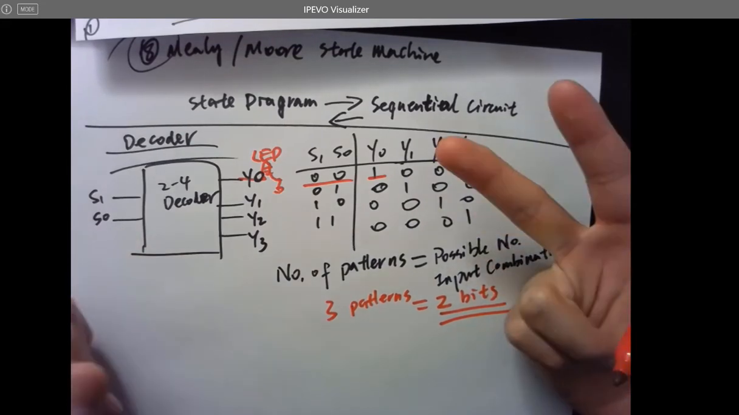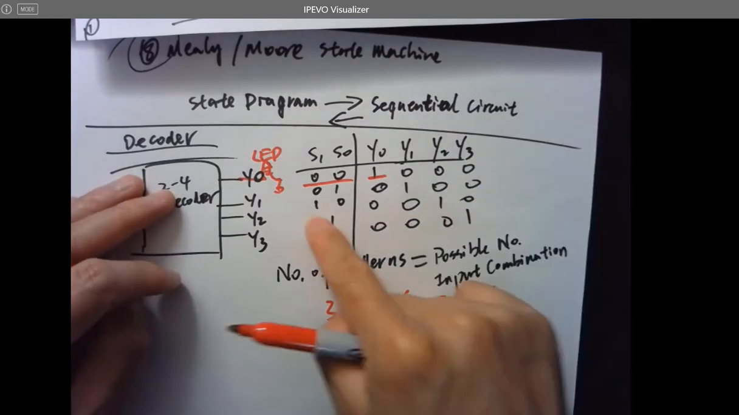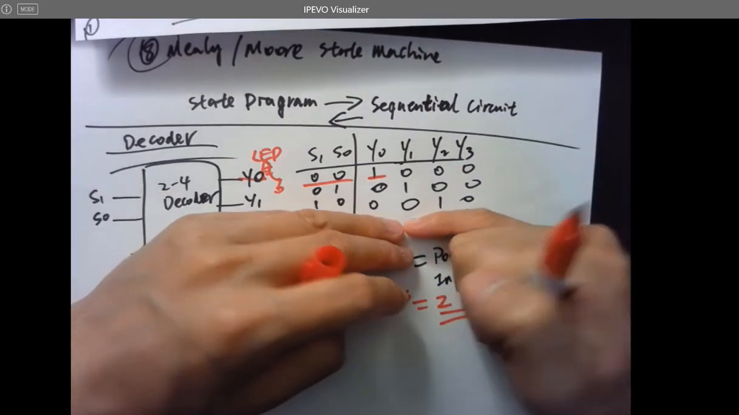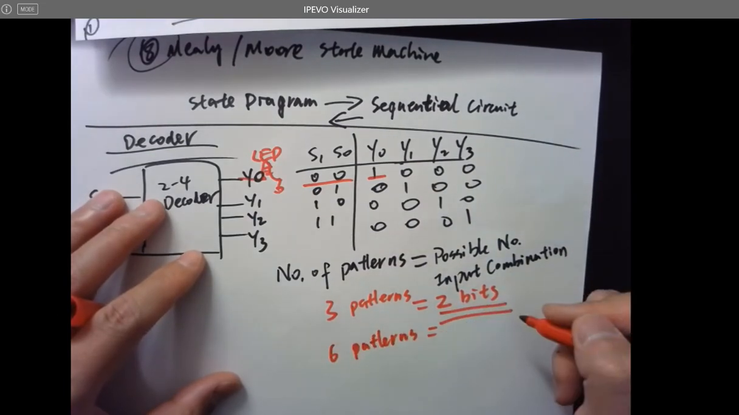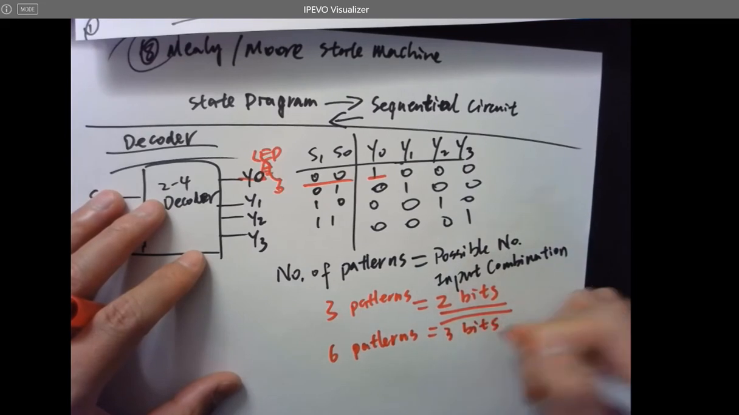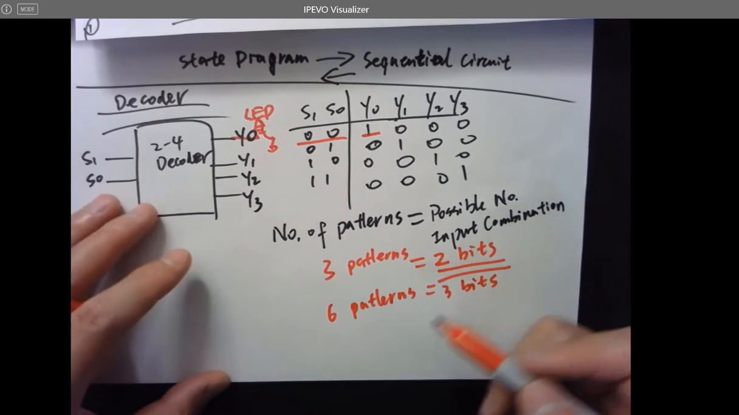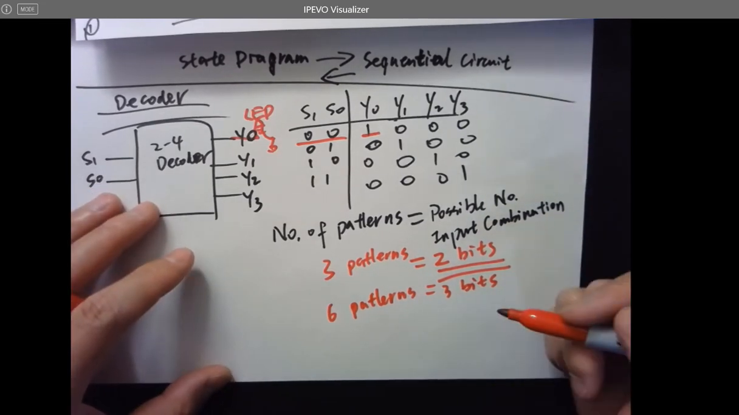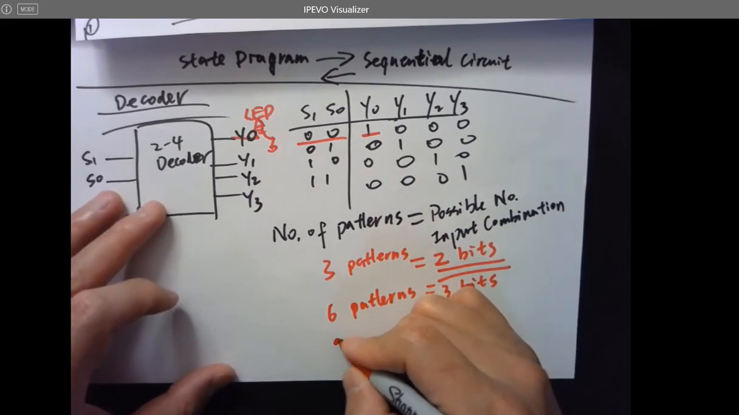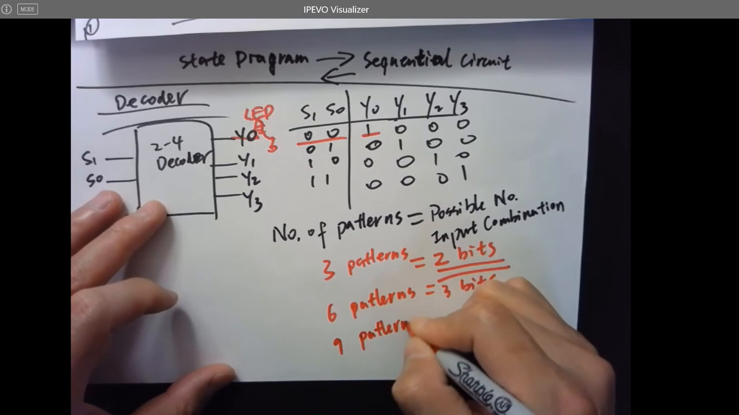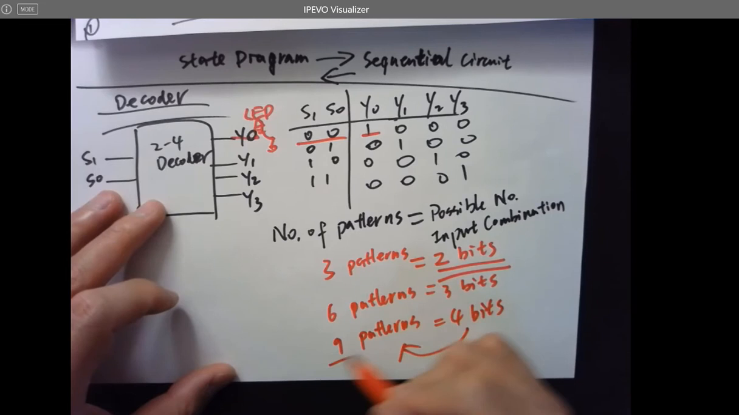The thing is, one bit can only do two, right? But you have three different patterns, so you still need two bits. You're going to waste probably the last one, which is just not being used. Doesn't matter. So what if you have 6 patterns? You need 3 bits. Why? Because 3 bits will give you 8 different types of patterns, right? But for 6 out of 8, you're just wasting 2 of the input combinations. What about 9? You have to use 4 bits to be able to decode 9 different outputs.